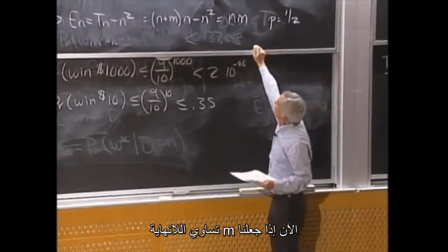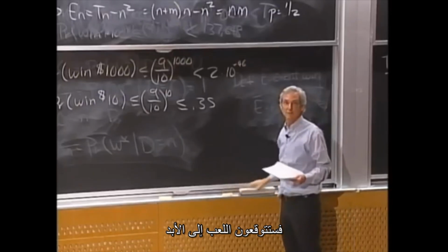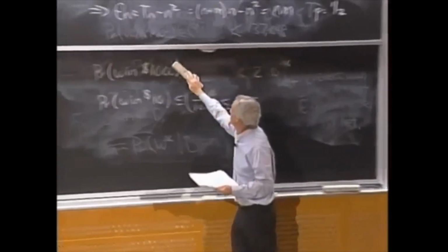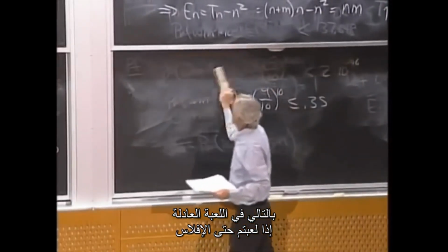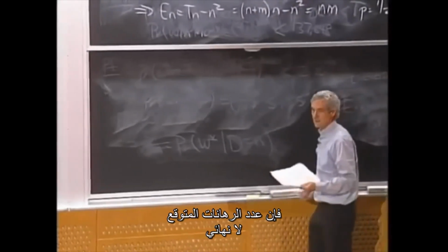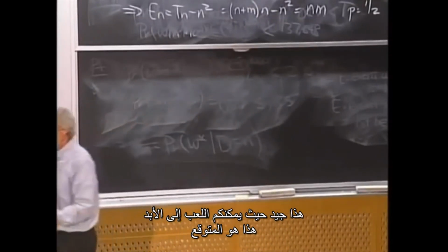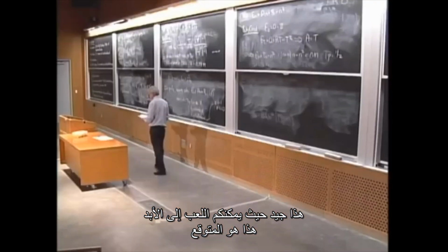Now, if you let m be equal to infinity, you're going to expect to play forever. So with a fair game, if you play until you're broke, the expected number of bets is infinite. That's nice. You can play forever is the expectation.